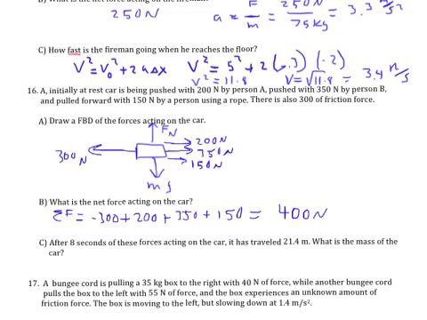Now, after 8 seconds of these forces acting on the car, it has traveled a certain distance. What is the mass? Well, I don't have one equation that will do this, but here's what I know. I have a time, and I have a distance, and I know I have a force acting on it, so I should be able to figure out how fast it's accelerating, and from that I could find the mass. So let's try this one here. I'm going to use d equals 1/2 at squared. For d, I'm going to substitute in 21.4 equals 1/2 of a times 8 squared.